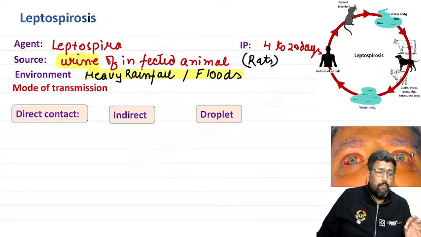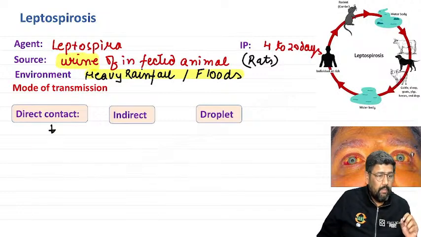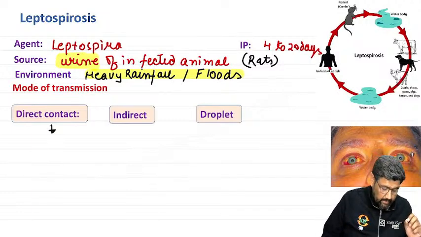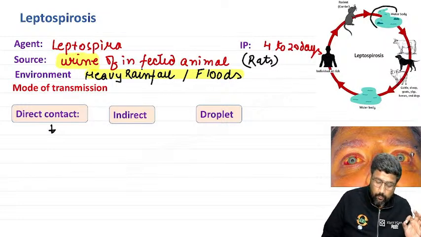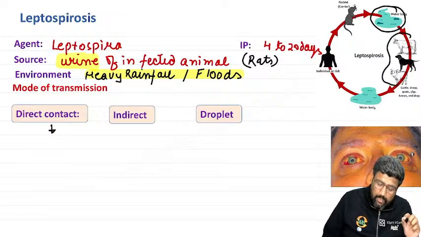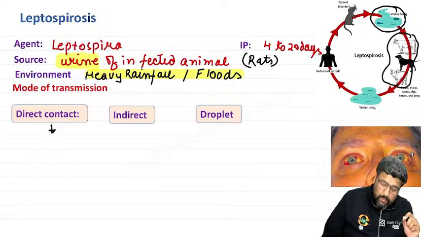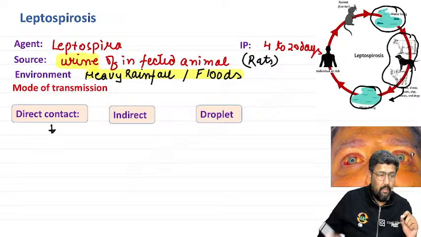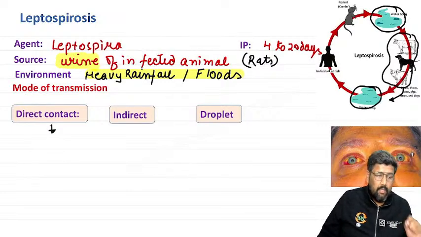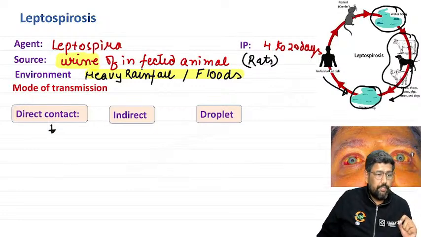Now, what is the mode of transmission? Number one is direct contact. So this rat sheds spirochetes. The water body gets infected. Then this goes to the other animals, cattle, dogs. Now they also secrete leptospira spirochetes in their urine, and there is flood, heavy rainfall. The man can get the infection.